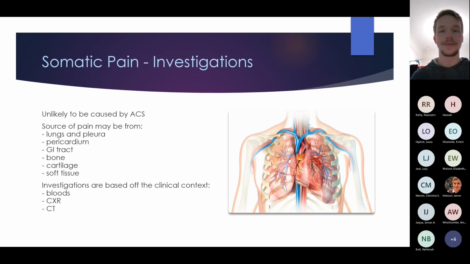Whereas if someone comes in with really sharp pain after there's been some sort of trauma or injury, again, you might be thinking potentially it's going to be something to do with the bones or something like that. So it's based off the clinical context that guides which investigations you think are most important to do to begin with. And bloods you'd normally do for any sort of presentation anyway.